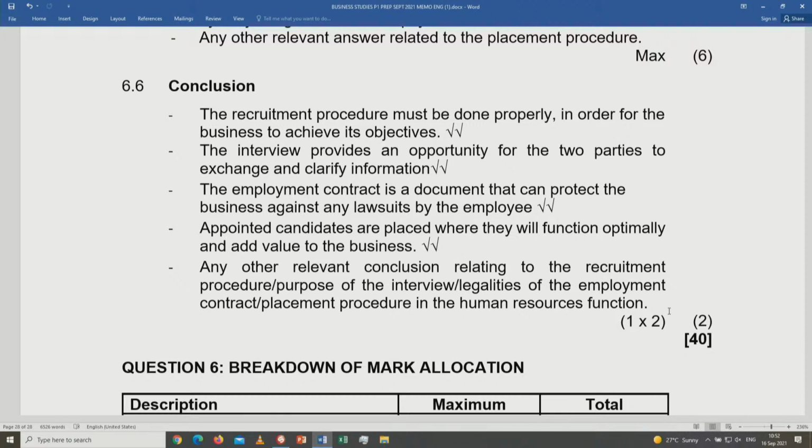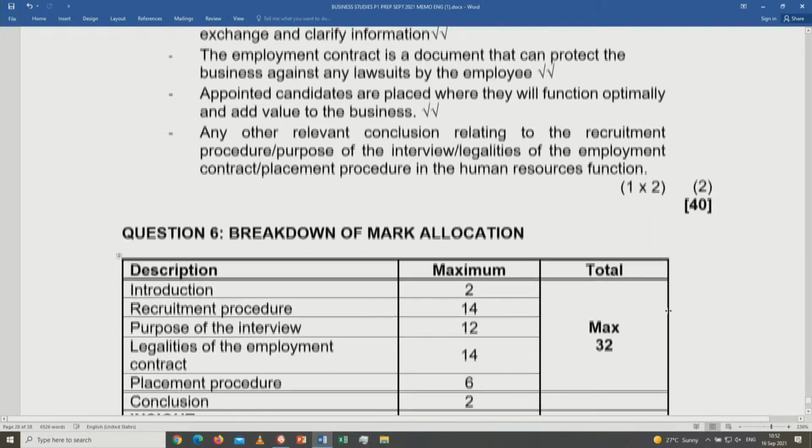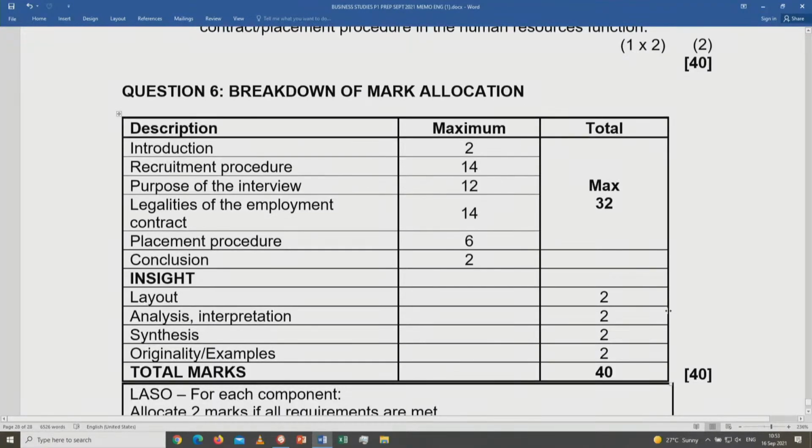And you award 2 marks for that, and it brings us to the end of question 6, which is totaled 40 marks. Now let's look at the breakdown of this question. Introduction is 2 marks. Recruitment procedure is 14. Purpose of the interview is 12. Legalities is 14. And placement is 6. And then conclusion is 2. When you add all of this, they will give you a total of 50. And then you reduce that to a maximum of 32. And then you add your 8 marks for LASO to arrive at 40 marks for this question.